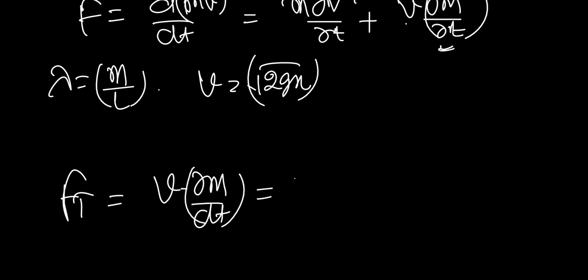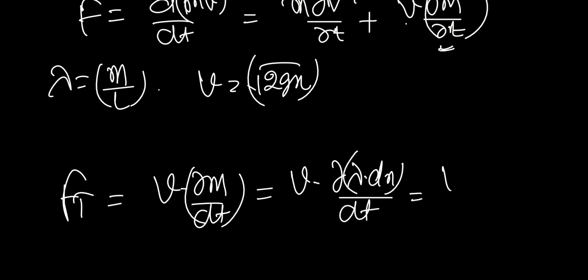Now what is dm by dt? dm by dt is equal to lambda times dx by dt, that is v. So it is going to be again v, so lambda times v square. So this is the thrust force.